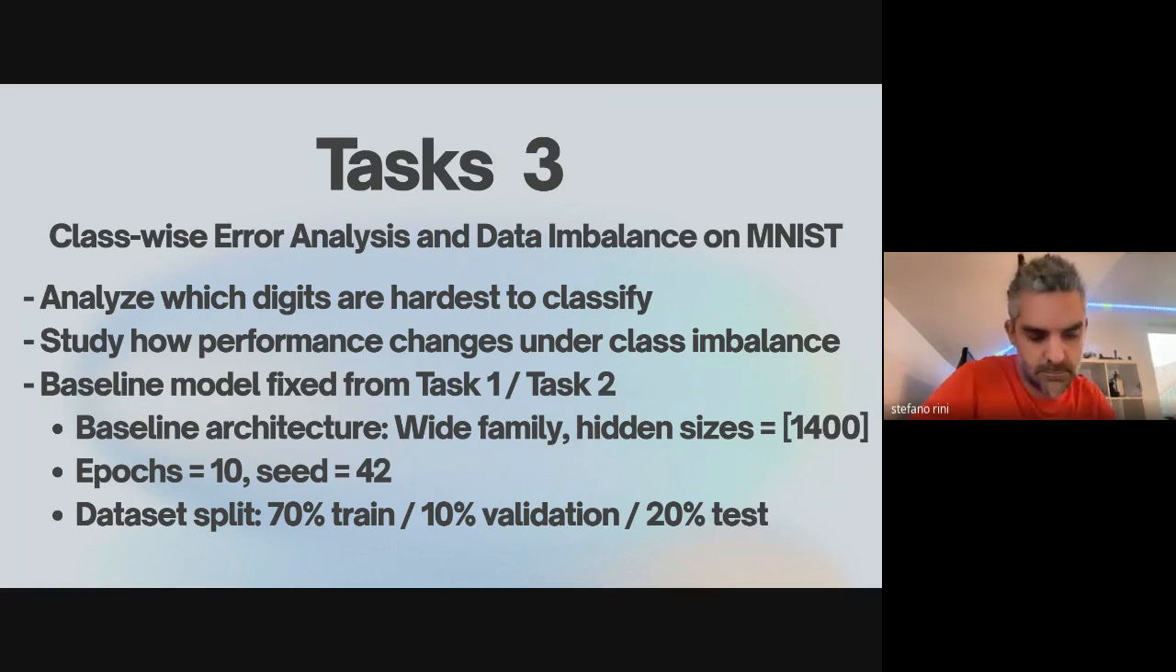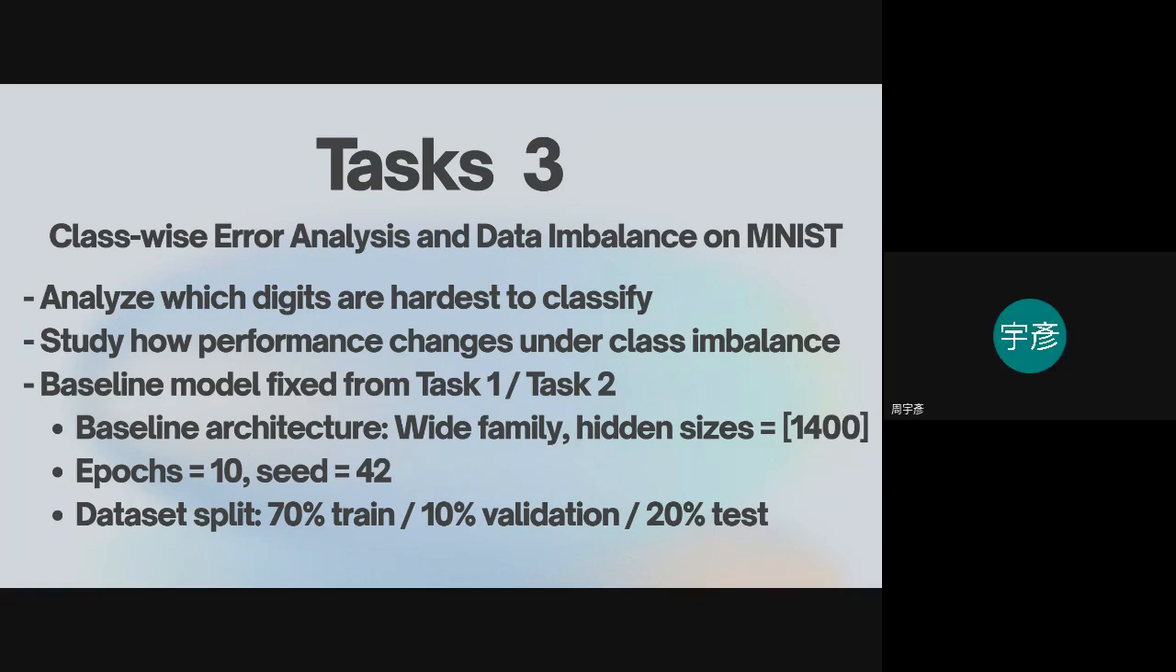Next is task 3. This task has two main goals. The first goal is to analyze the model's performance for each digit class in order to identify which digits are hardest to classify and which mistakes happen most often. And the second goal is to study how the models behave when the training data becomes imbalanced, meaning that one class has fewer training samples than others.